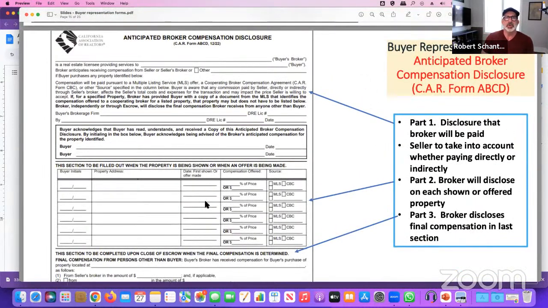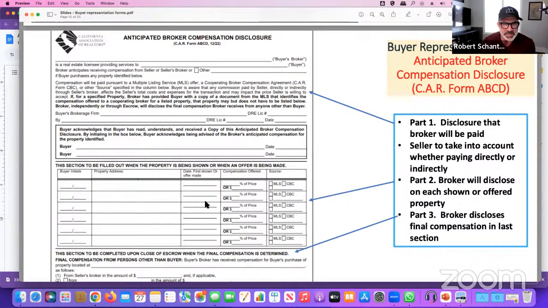So in this anticipated broker compensation disclosure, the top box again is the disclosure that the broker will be paid, and the seller takes into account whether paying directly or indirectly. So you'll fill in the top section, the buyer's broker, the buyer, compensation to be paid pursuant to the MLS. So this is the disclosure you'll give to the buyer when you actually are starting to write properties, if you've got a BRBC in place, because the buyer's going to need to know. If you're not going to give them the MLS printout, you're going to give them this form, and you're going to have them initial at the property address when you first show it, in the compensation offered by the cooperating broker.